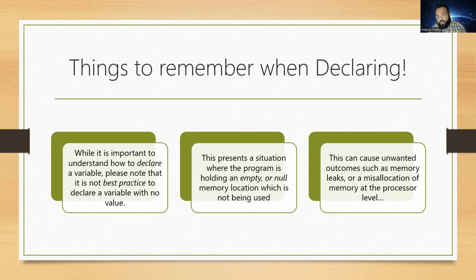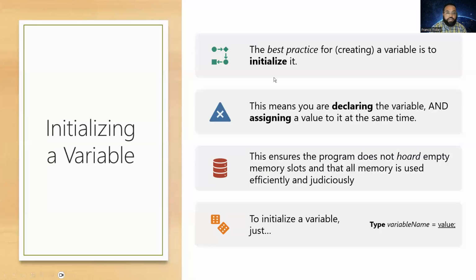So, things to remember when declaring. While it's important to understand how to declare a variable, please note that it is not best practice to declare a variable and not assign a value when it is declared. That's very important. And we talked about this. It presents a situation where the program is holding an empty or null memory location, and that can cause unwanted outcomes such as memory leaks, misallocation of memory at the processor level, and so on. So what's the alternative to declaring a variable? Well, if you have to declare a variable, that's totally fine. Do what you have to do. But if you don't, then you should initialize it.